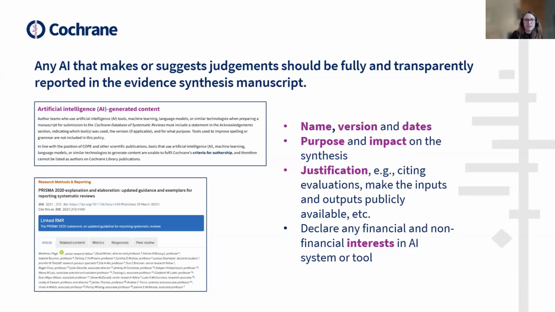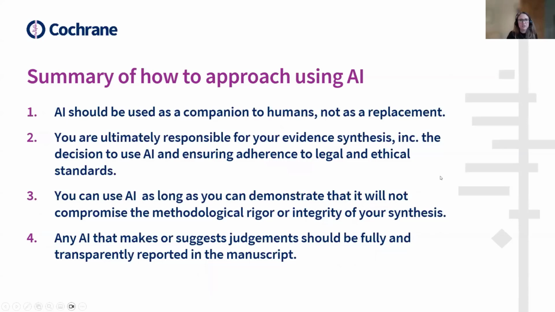And then finally, in terms of reporting, if you have any financial or non-financial interests in the tool, these should be declared along with any funding sources. And so this is just a summary of the 4 points I just mentioned. Our new joint AI methods group is also working on a position statement to clarify these points for authors and to provide more guidance on how to report AI use fully and transparently. So watch this space for more details soon.